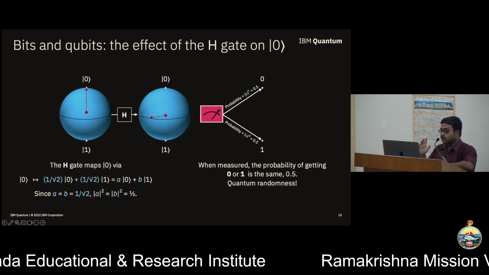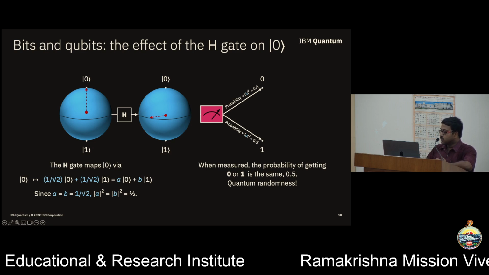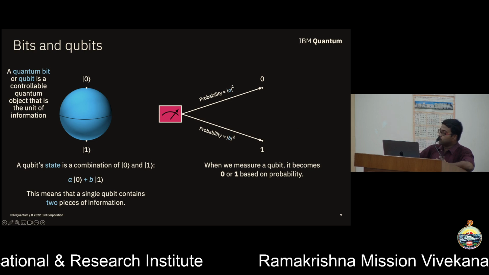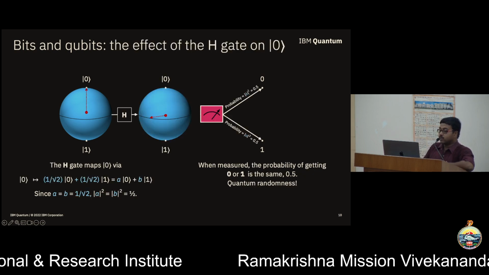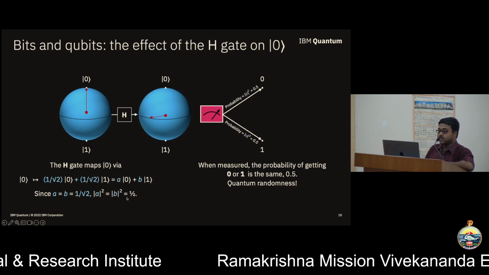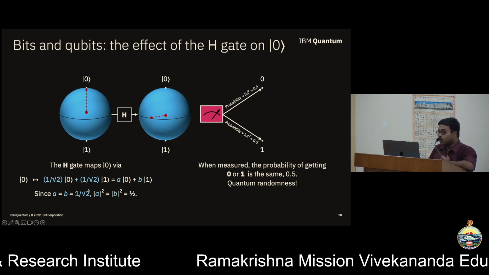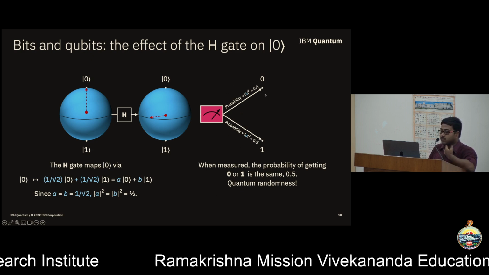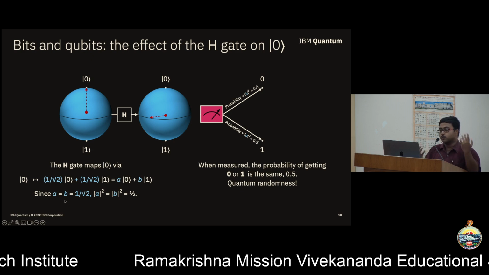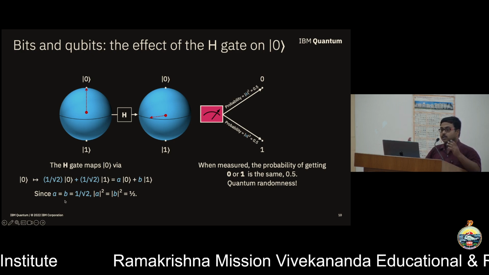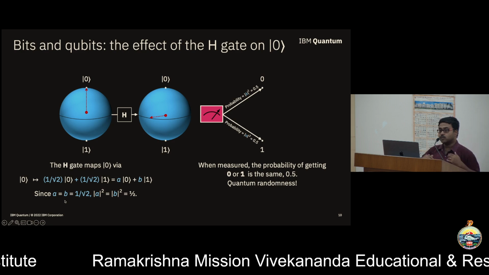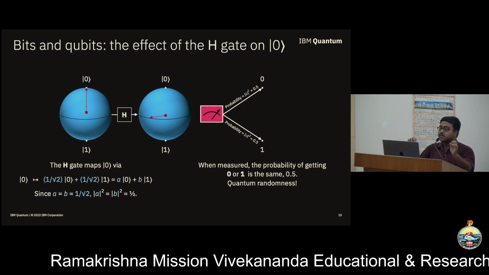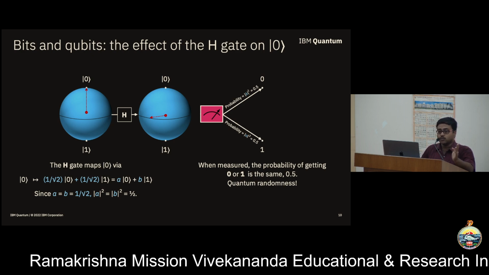Now, there are other things that we can do. It's not necessarily that we have just A0 plus B1. We can have different kinds of things. For example, this A and B can be 1 over root 2, and then the probability is 0.5, 0.5. I can have something else. I can say that A is 1 over root 3 and B is root 2 over 3. Then the probability of 0 is 1/3, and the probability of 1 is 2/3. And that is exactly what a quantum algorithm is.